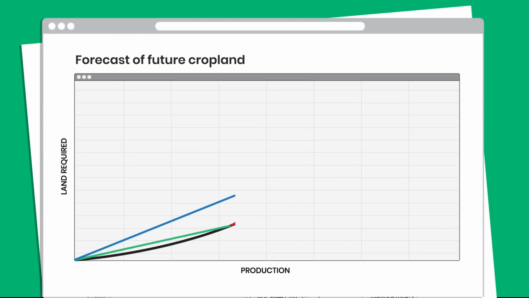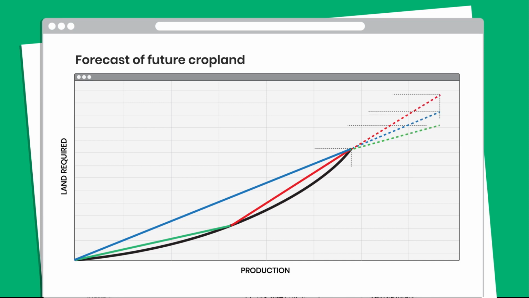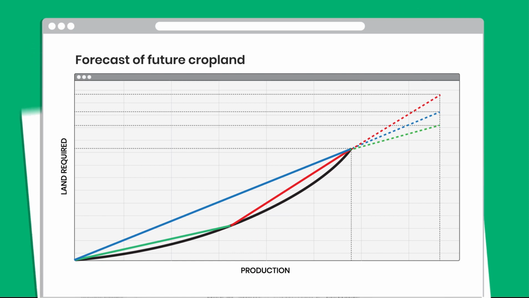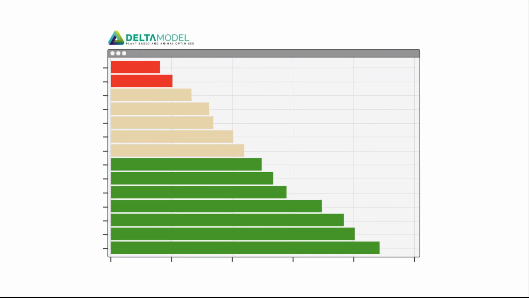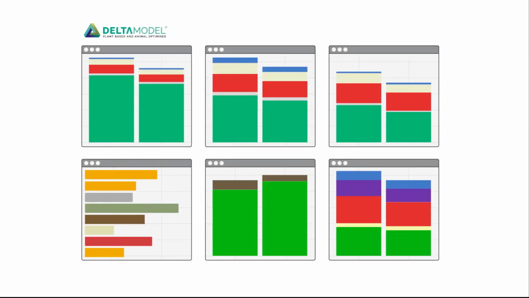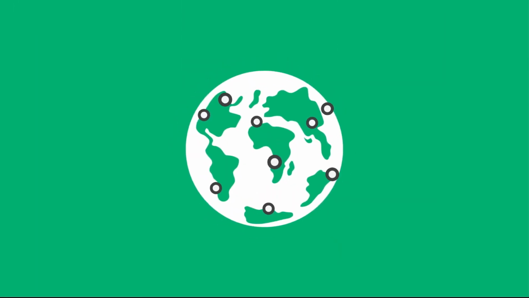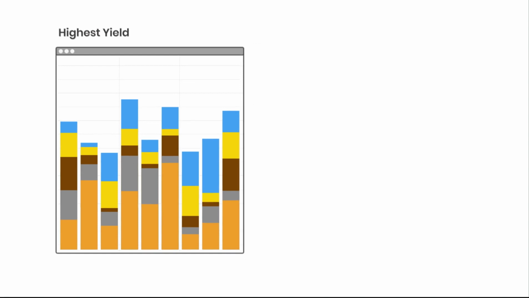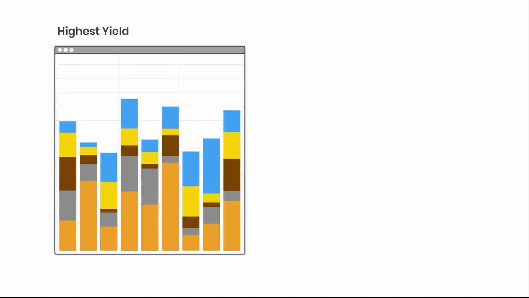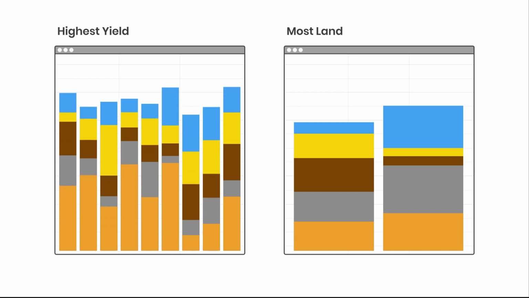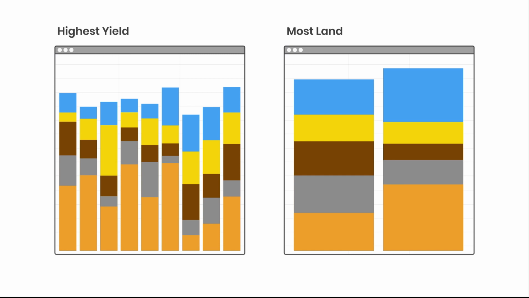In this research, a mathematical model was built for forecasting the future cropland required to produce a given quantity of crop food biomass. It was then integrated into the Delta model, an existing food system model calculating global nutrient availability from global food production. The model uses national crop yield data from the United Nations for 137 crops in nearly 200 countries. This data shows us where crops are grown in the highest yield and which crops use the most land. The model calculates the scope to increase yields or to increase production through additional use of land.